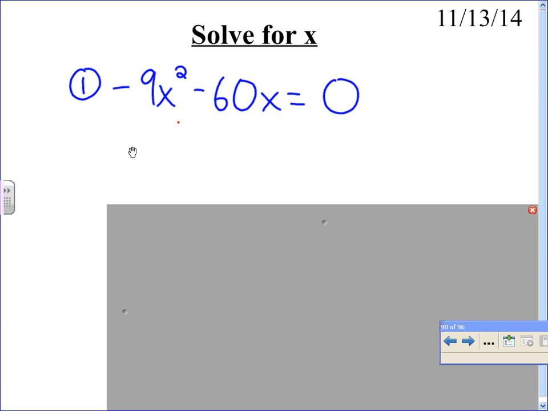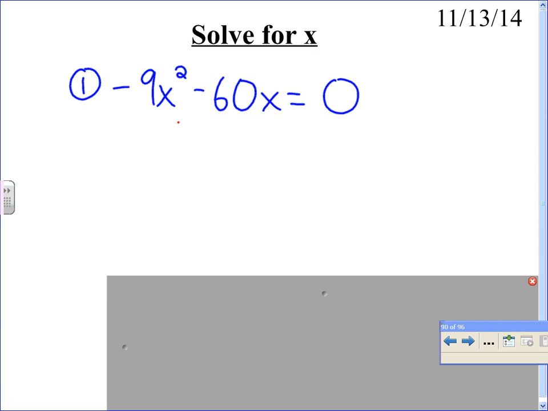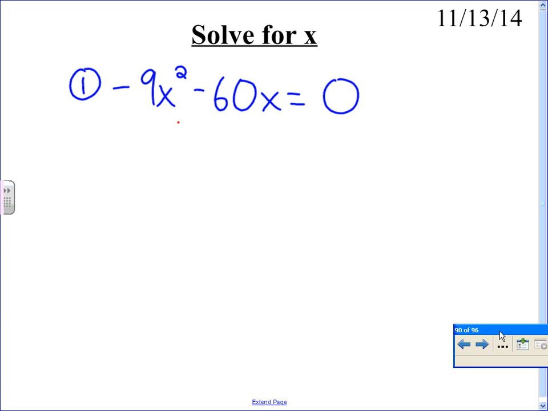Okay, the first problem I want you to write down, but do not solve it yet, is negative 9x squared minus 60x equals 0. Okay, so looking at the yellow paper, how many solutions will a problem like this have? Jacob. Good. How do you know that? Good. This will have 2 solutions because the highest exponent is 2.